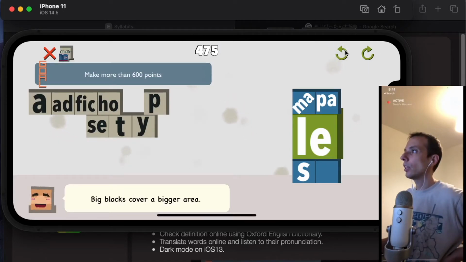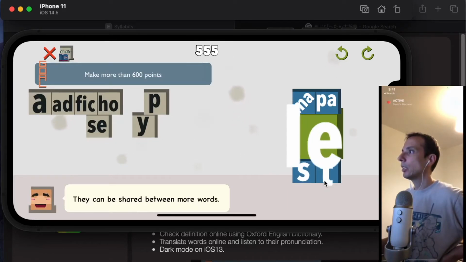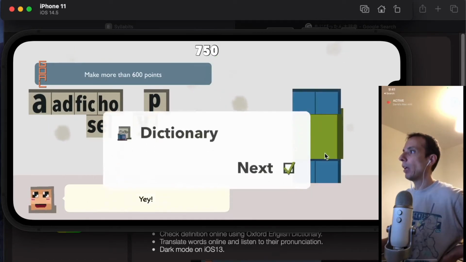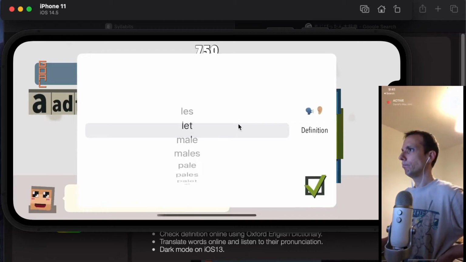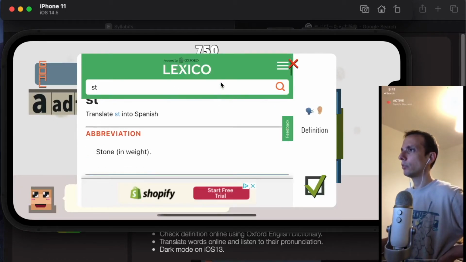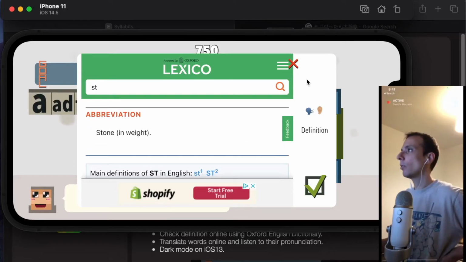So I can undo. You can redo. Let's leave them pale in there because I make pails. I think if I put a T, then I make pale, palette, and also ST, which I guess is a street or stone. Stone, yeah, okay. You get some abbreviations in the dictionary as well.